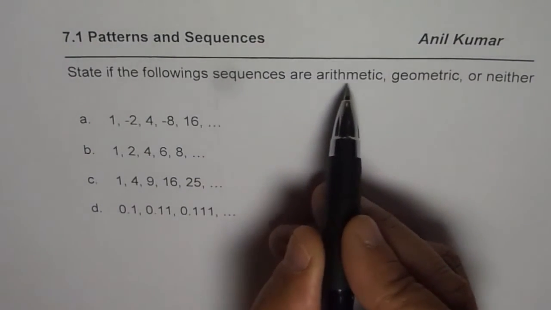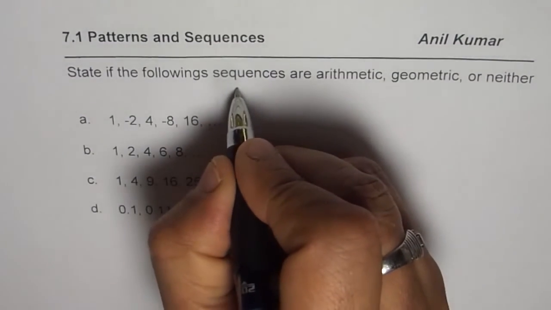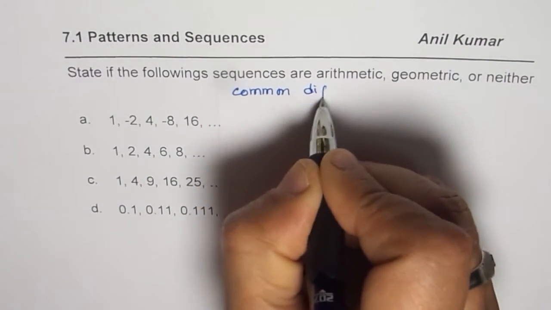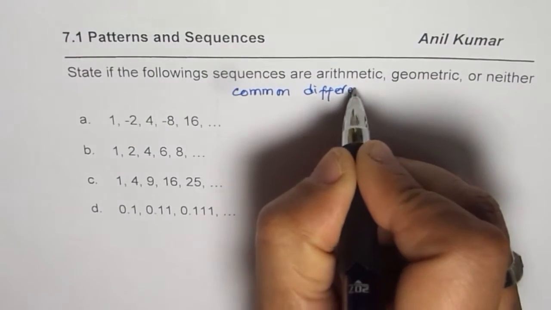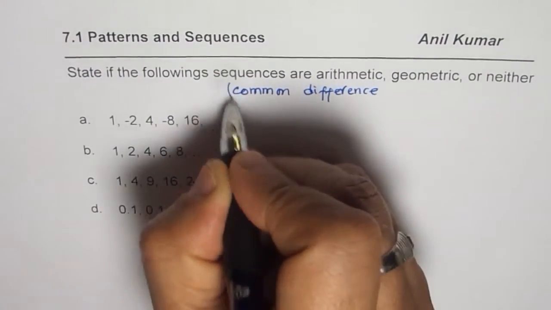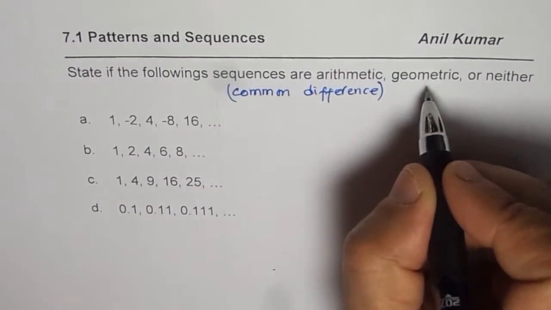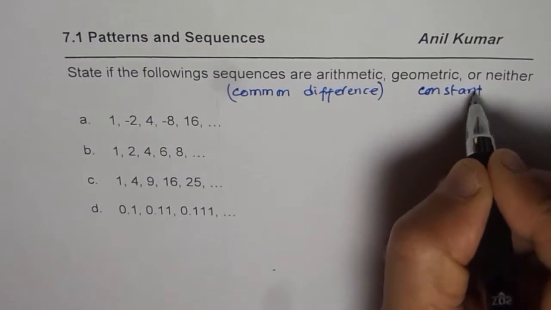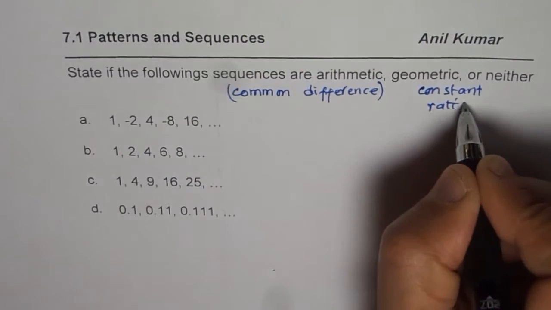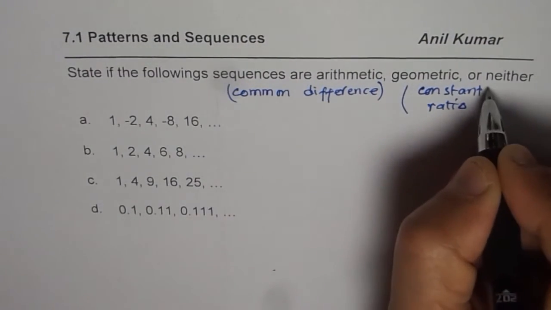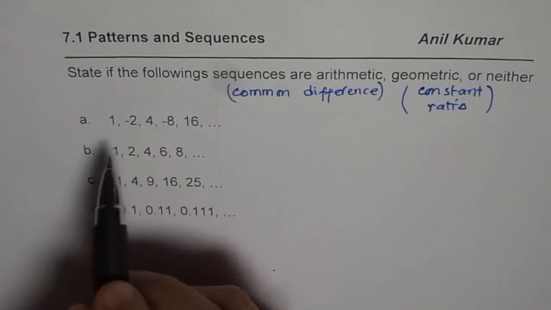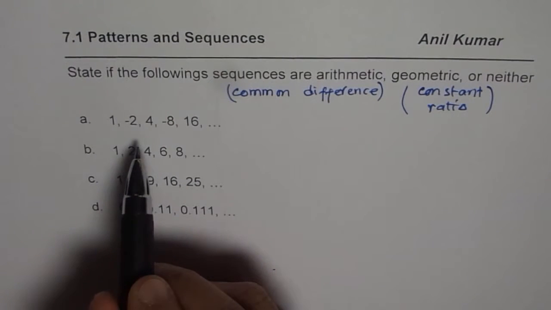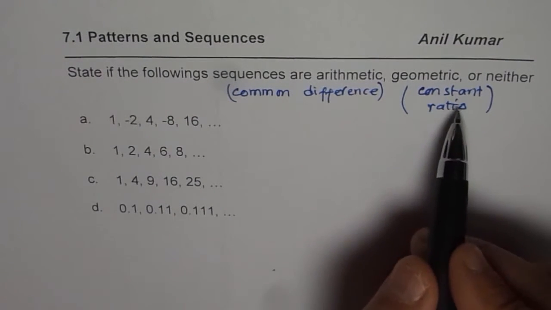Now an arithmetic sequence is one which will have a common difference. So that will be arithmetic. Geometric will have a constant ratio. So that is what we are looking for. Between successive terms, do we have a common difference or do we have a constant ratio?